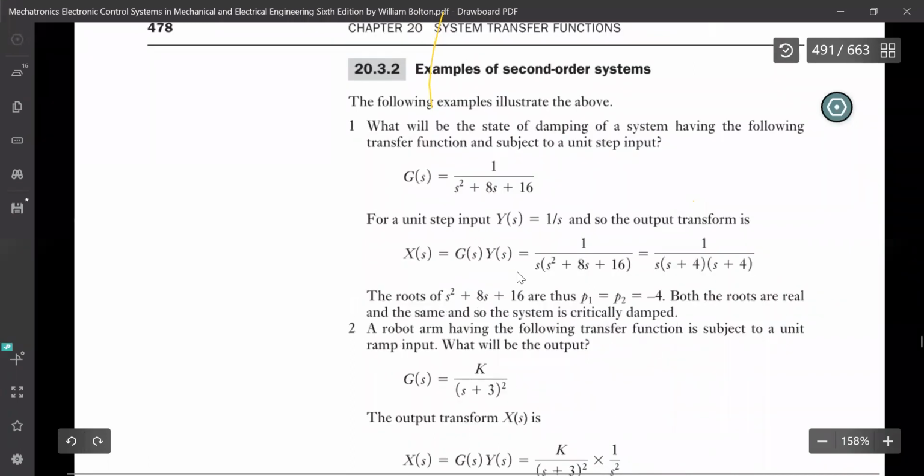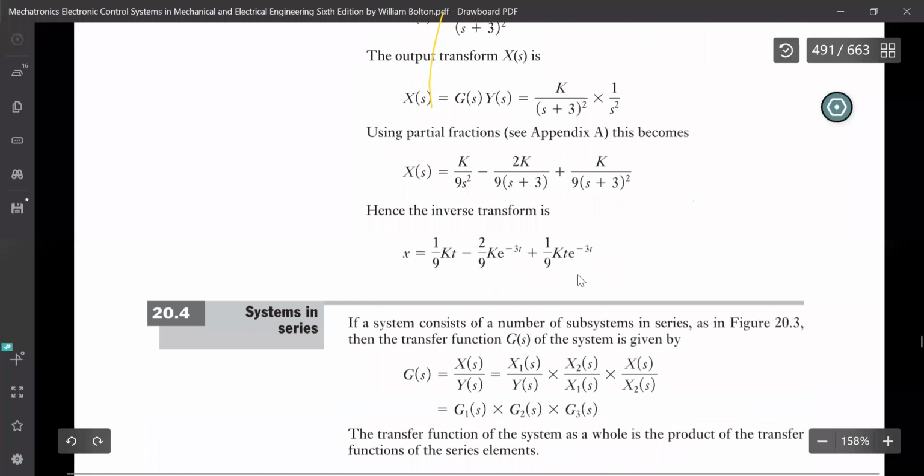Now you can have a few examples over here, like what will be the state of damping of a system having the following transfer function and subject to a unit step input. This is the transfer function given to you, and this is a step input. So the output will be just the multiplication of these two. You write it like this, then you solve this quadratic equation, and p1, p2, the two roots, come out to be -4. As both the roots are real and the same, the system is critically damped. Because the roots come out the same, and for a critically damped system the roots are the same, you can easily judge that the second order system is critically damped. Similarly, you can do these one or two.